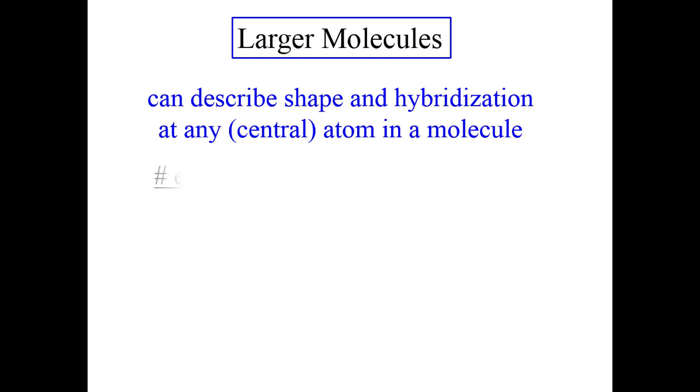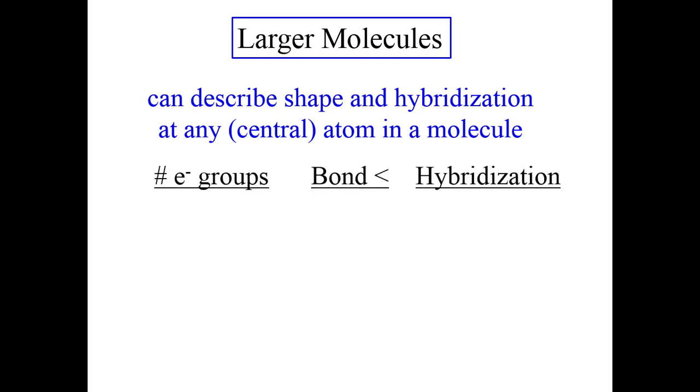It's simply a matter of seeing how many electron groups surround an atom. With 2 electron groups, we have a 180-degree bond angle, and the central atom uses sp hybridization. With 3 electron groups, the bond angle is 120 degrees, and the atom uses sp2 hybridization. With 4 electron groups, the bond angles are 109 degrees, and the central atom uses sp3 hybridization.